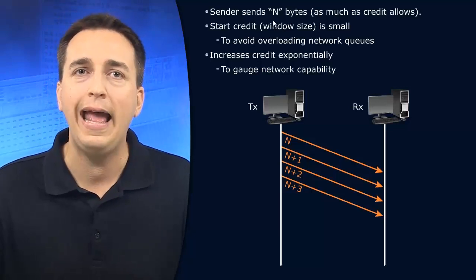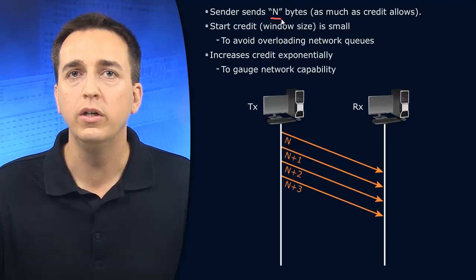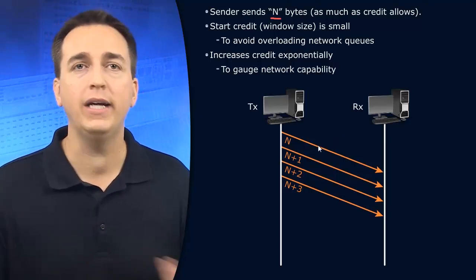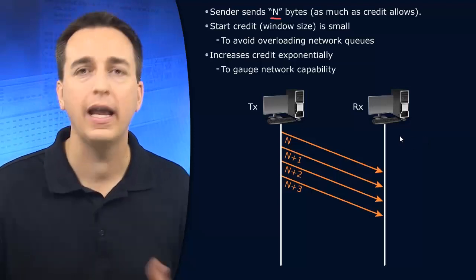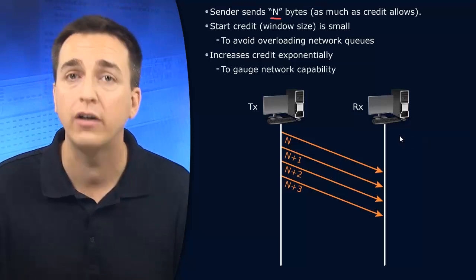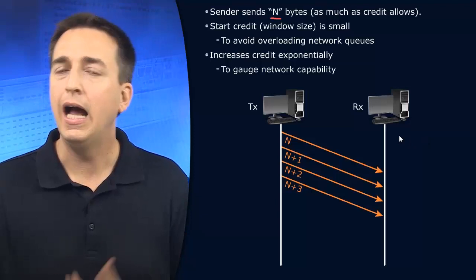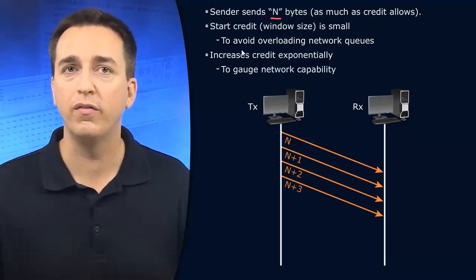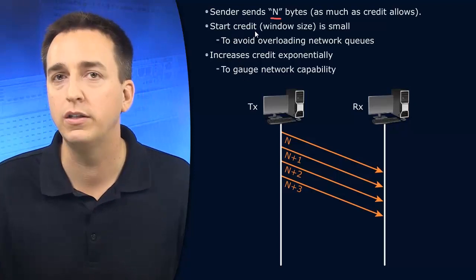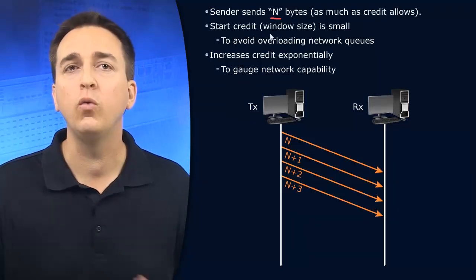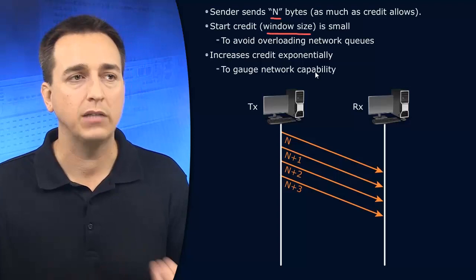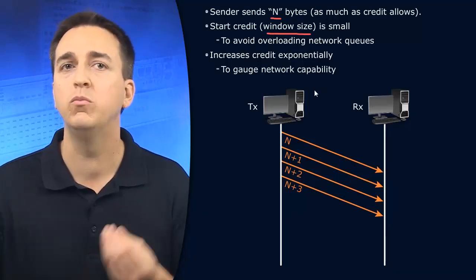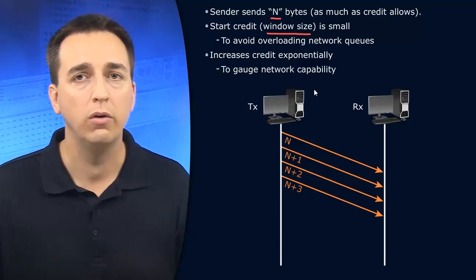So we're using a simple example here. We are saying that n is referring to the number of bytes, so how much credit is allowed. So we could say n equals 2,000 bytes. We could say n equals 10,000 bytes. It doesn't matter at this particular point in time. However, what is important to know is that this credit, this number of bytes, starts out relatively small. If you remember that the window size can be a maximum of 65,535, well, do we really want to send the maximum window size? No, we don't.